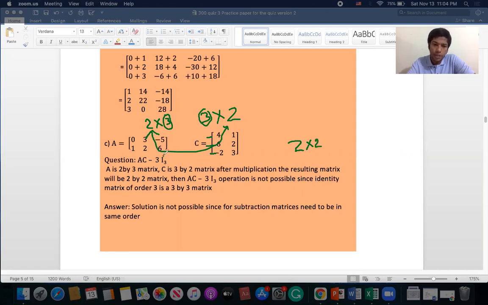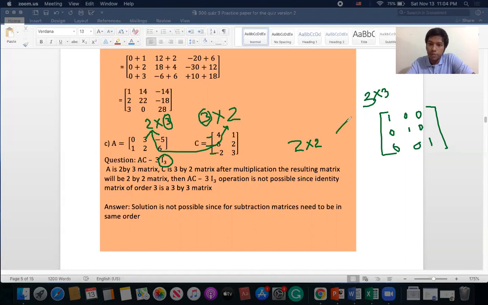But the problem is, this is given as I3. I3 means 1 0 0, 0 1 0, 0 0 1. I3 means this, which is a 3 into 3 matrix. This is I3. And this subtraction is not possible. From a 2 into 2 matrix, we cannot subtract a 3 into 3 matrix. This is not possible.